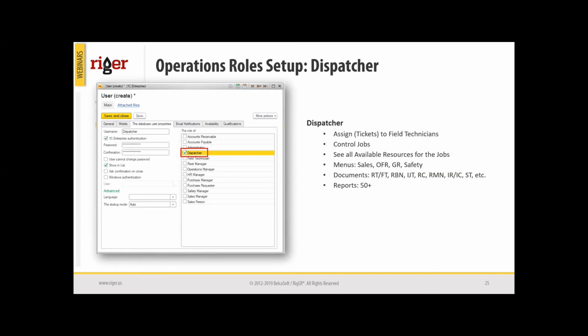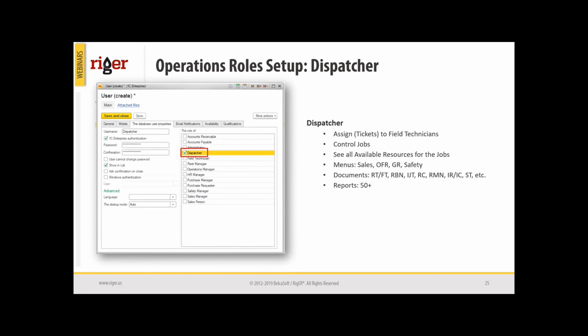So the dispatcher again has access to all the operational documents, which are the tickets, main tickets, and the inventory in the system. He has the sales, OFR, and GR menus and the safety menu added to his visibility list in the menu section. He has access to rental ticket types and the field ticket documents, the rental break notes, internal job tickets, repair cards, rig movements, inspections, etc. And he has access to more than 50 reports. So a very important role in the system, but yet again simplified.